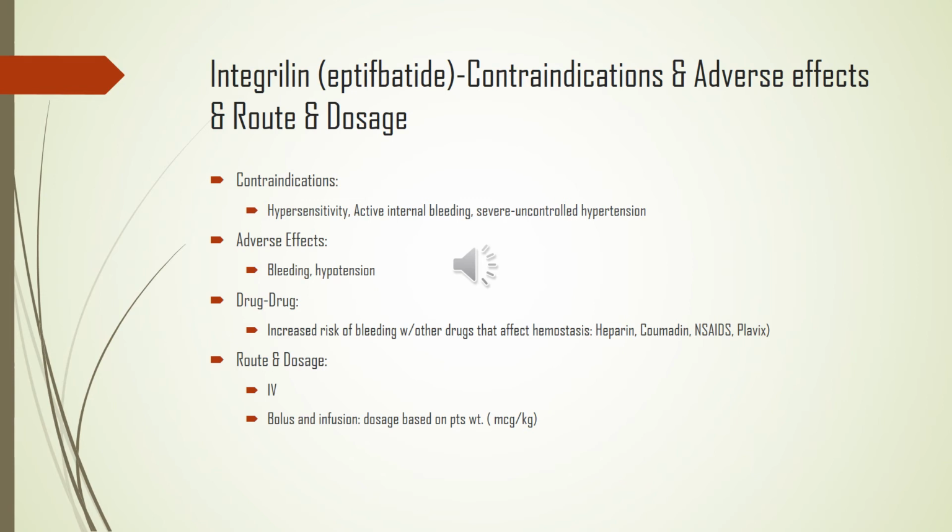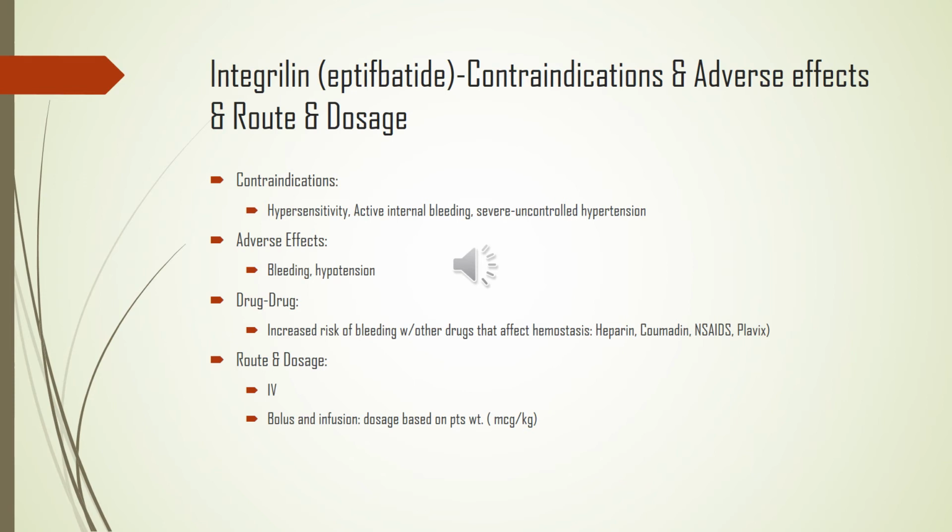We already talked about route and dosage. With the dosage, it's only given IV, and it's given as a bolus, and then it is given as an infusion. So we give it in the cath lab. We will give an initial dose. We'll mix it up, and we'll give like maybe a 200 microgram bolus, and then we'll run the rest of it once it's fixed in an IV drip.